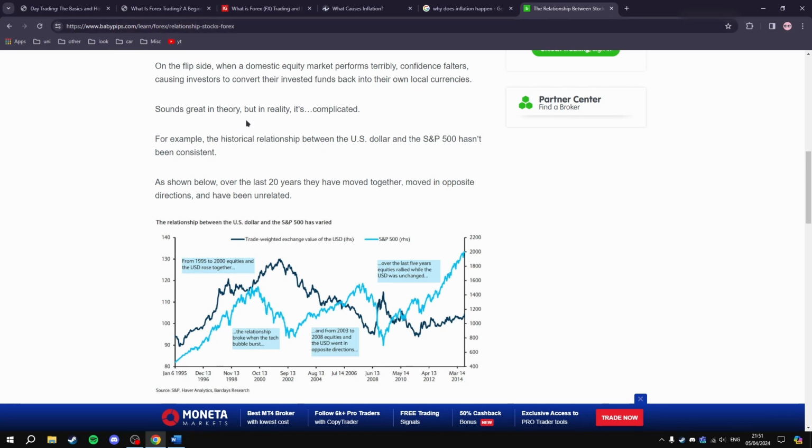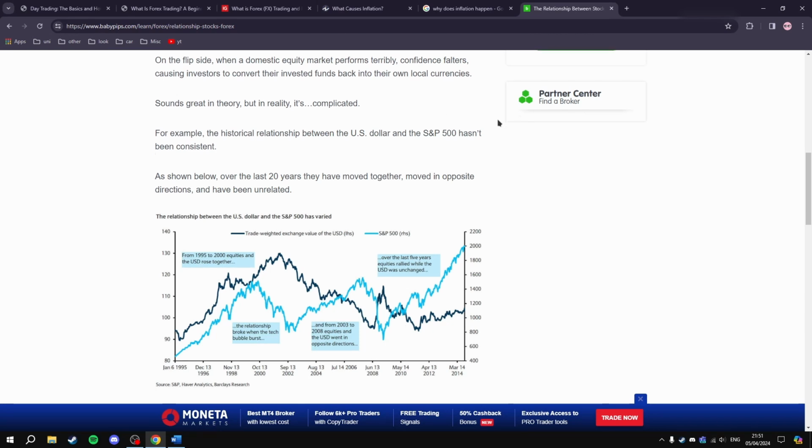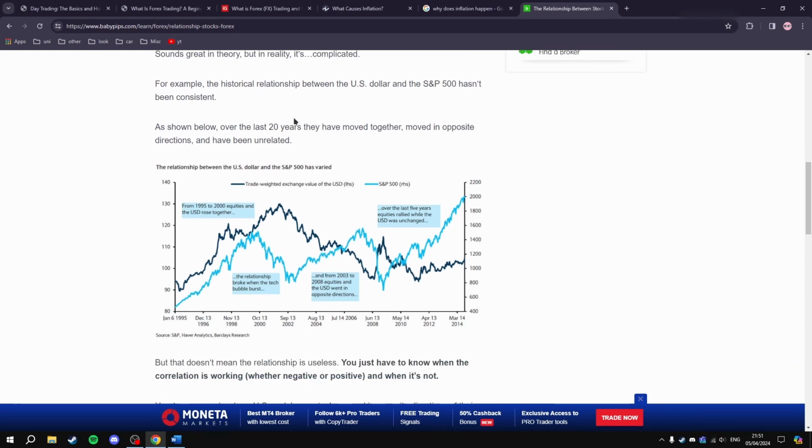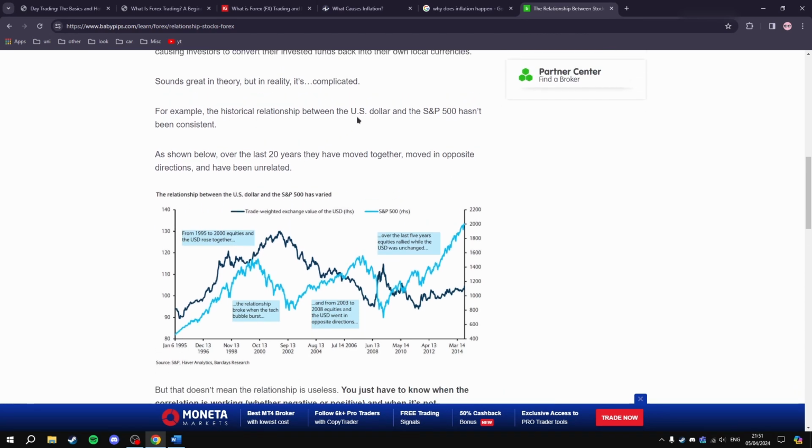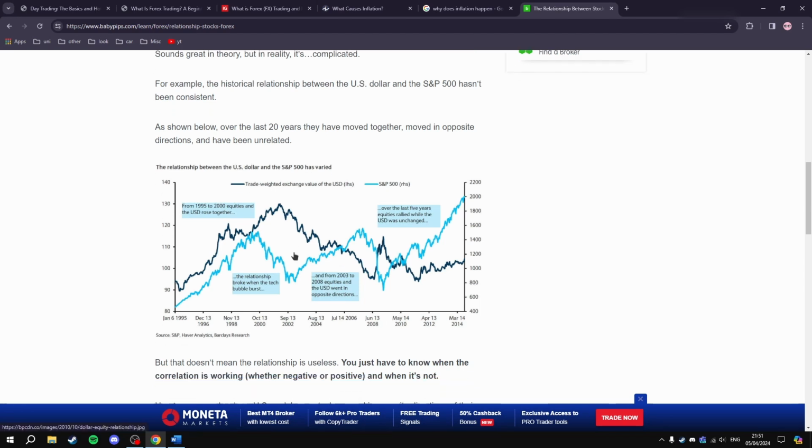Sounds great in theory, but in reality it's complicated. For example, the historical relationship between the US dollar and the S&P 500 hasn't been consistent. As shown below, over the last 20 years they have moved together, moved in opposite directions, and have been unrelated. From 1995 to 2000, equities and USD rose together. The relationship broke when the tech bubble burst, so now they're moving in opposite directions. And from 2003 to 2008, equities and USD went in opposite directions.